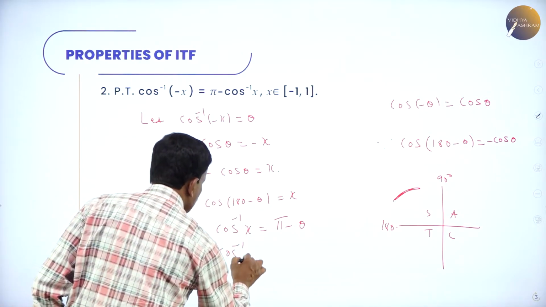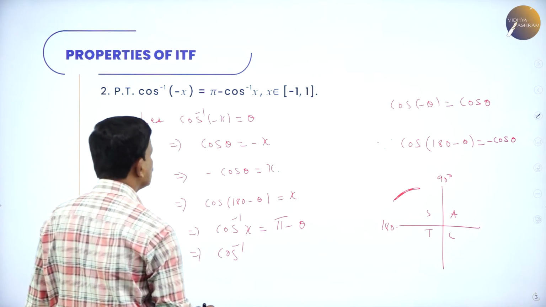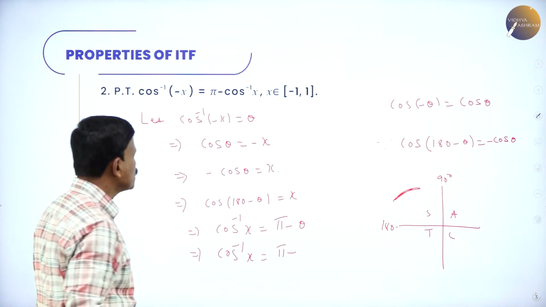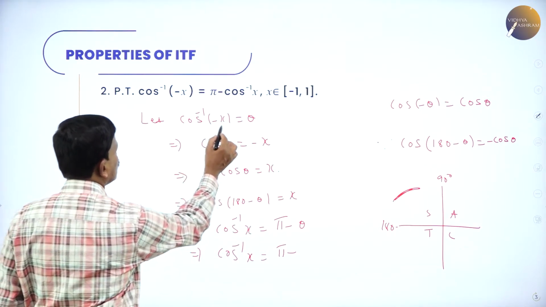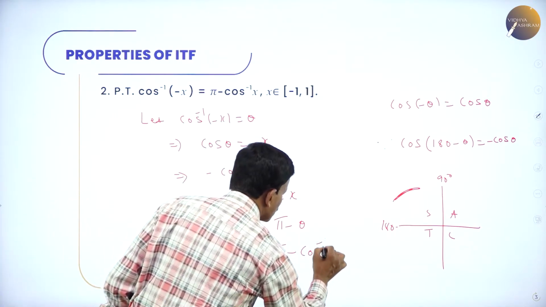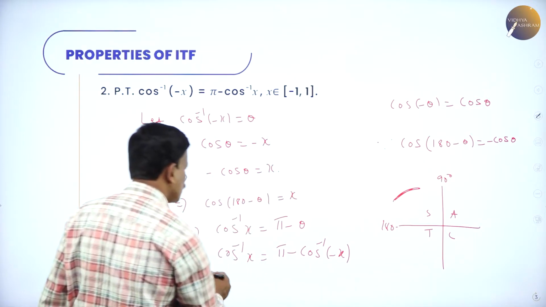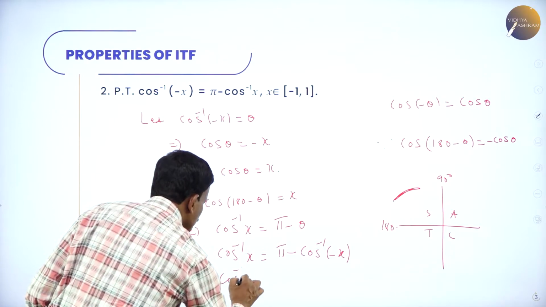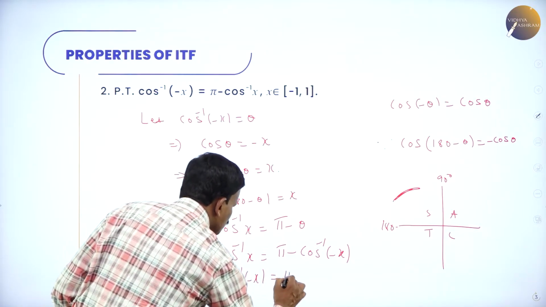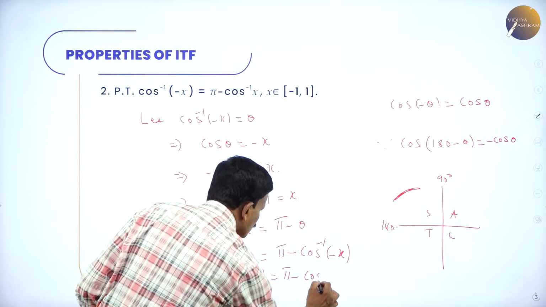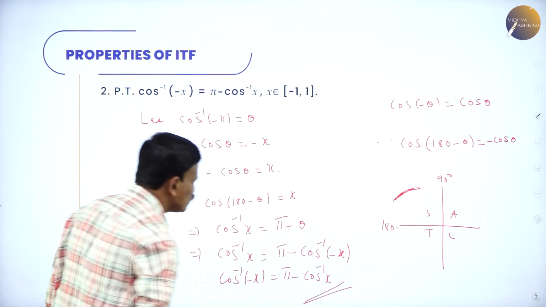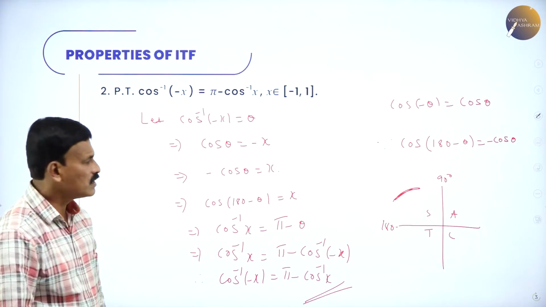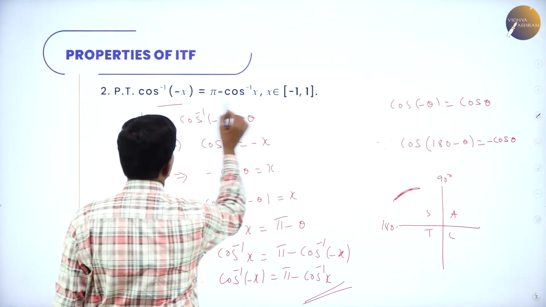Therefore cos inverse of x is equal to pi minus theta. What is theta? Theta is nothing but cos inverse of minus x. Transfer this, so cos inverse of minus x is equal to pi minus cos inverse x. This is the proof. So cos inverse of minus x is equal to pi minus cos inverse x. This is a very important property.